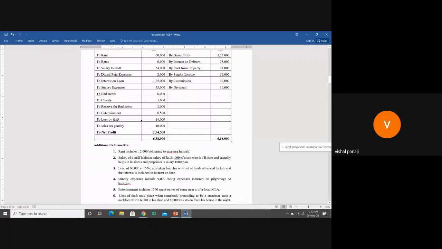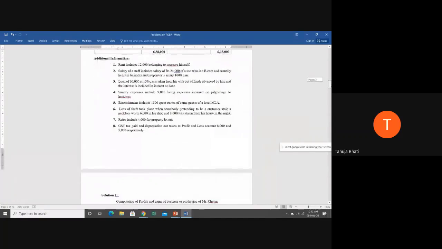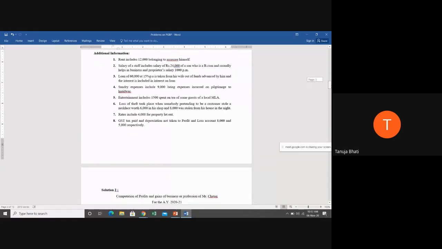So what is 48? It is allowed. Ma'am, 12,000 is disallowed. Very good. And you all know that in the main answer we have to give effect to only that portion which is disallowed. If it is allowed, it means effect has already been given.